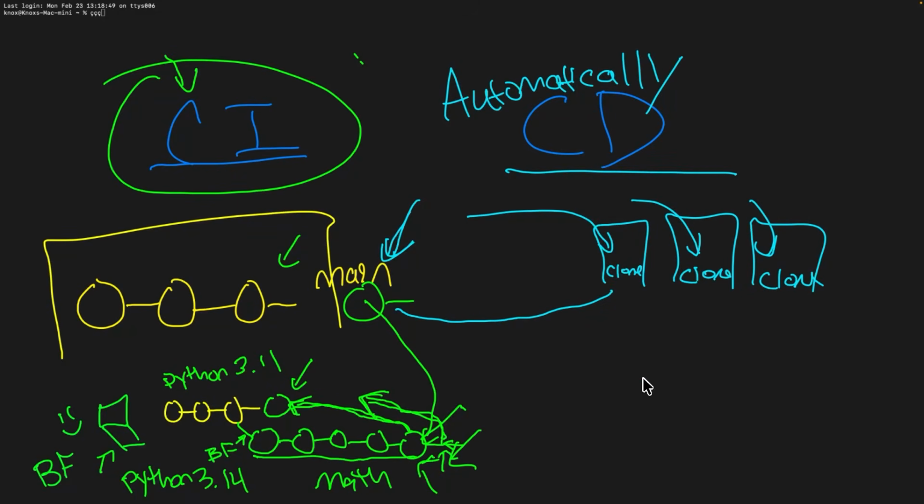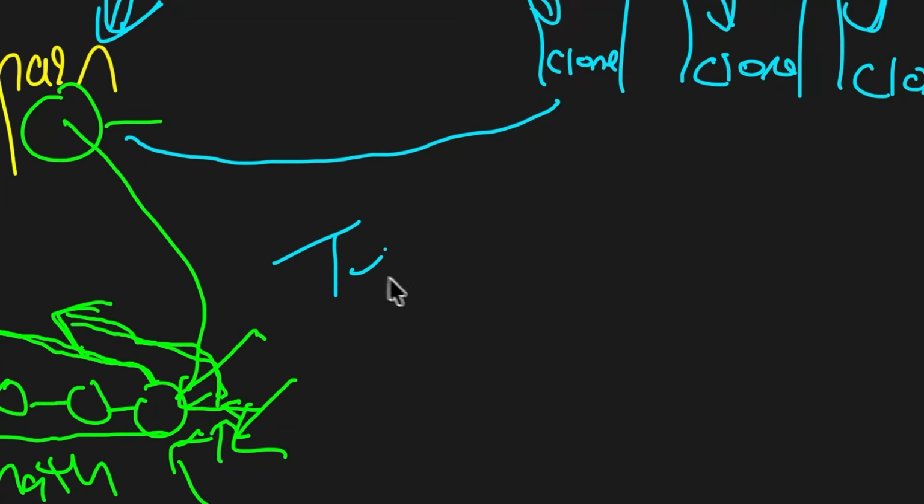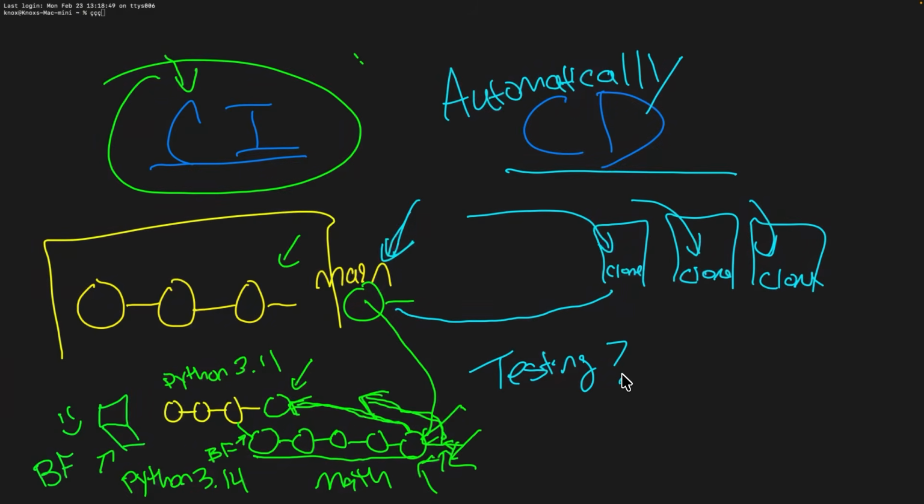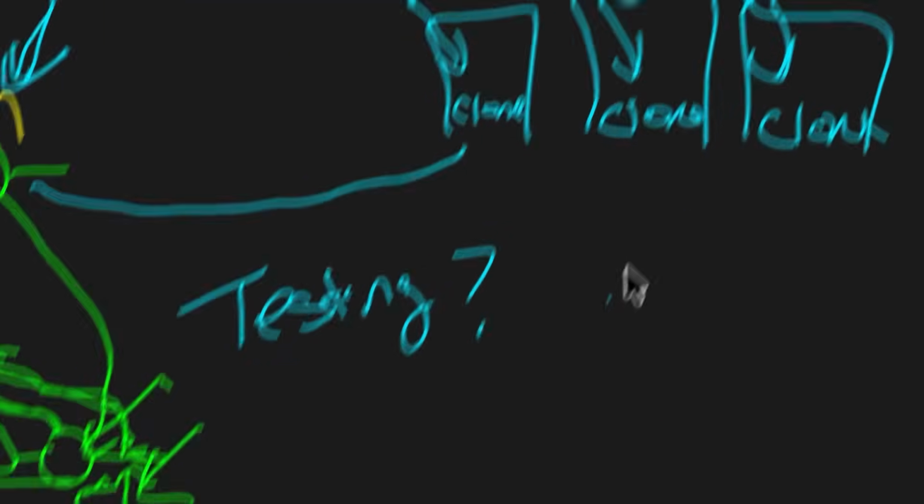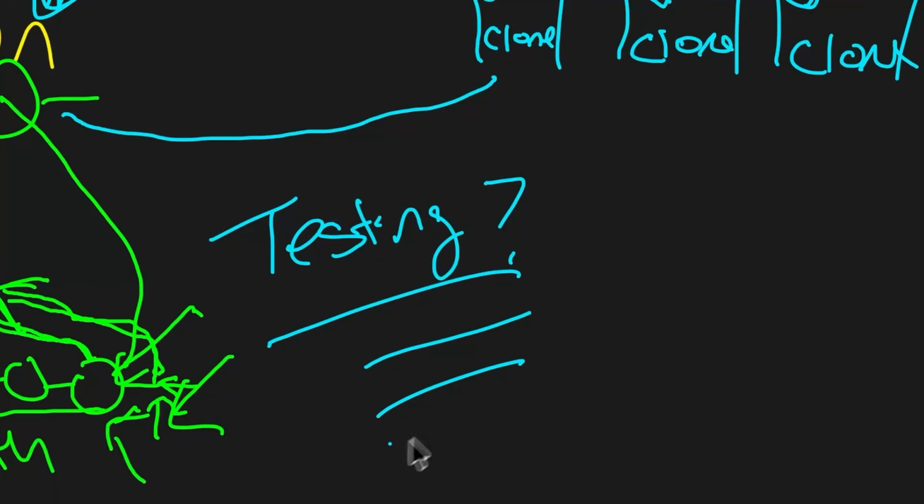But wait, there's more. What happens next when code is delivered to an environment? What typically happens next in your environment? Typically what happens next is testing. Does it work? We need to check it out. We need to go and see if this code is working. Well, we can actually have CD automatically perform tests for us.